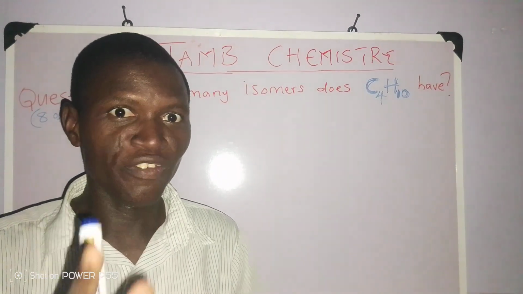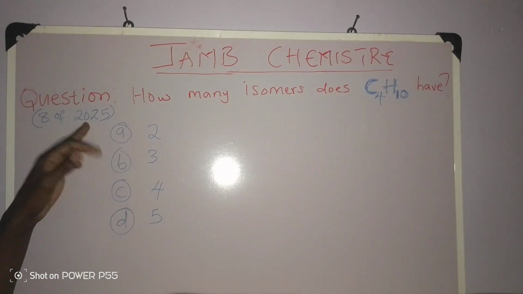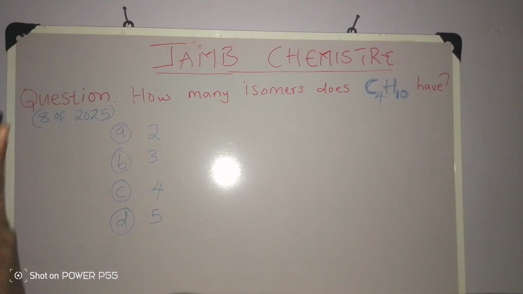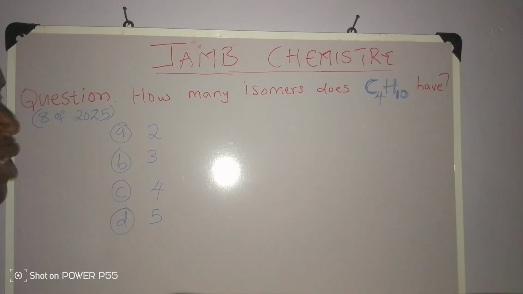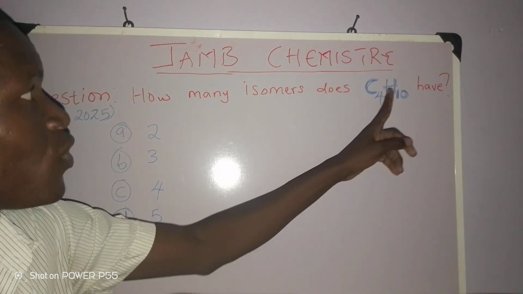Give me your attention if you are a JAMB candidate. Look at this question. It came out in the last JAMB 2025 as question 8. This question is very simple, but if you see it in your JAMB this year, can you answer it? That's a big question. Now, the question asks, how many isomers does C4H10 have?